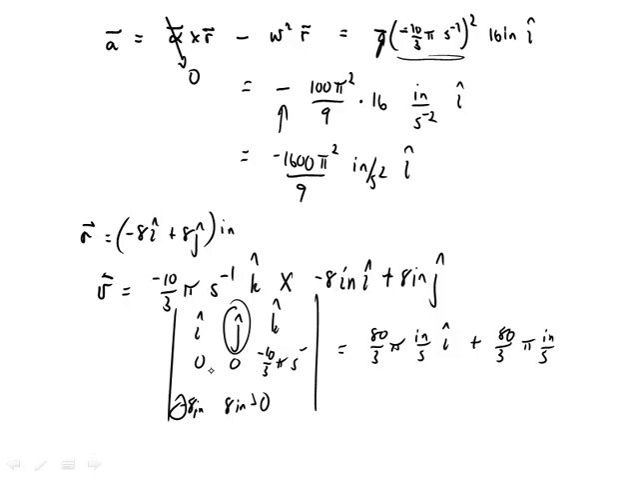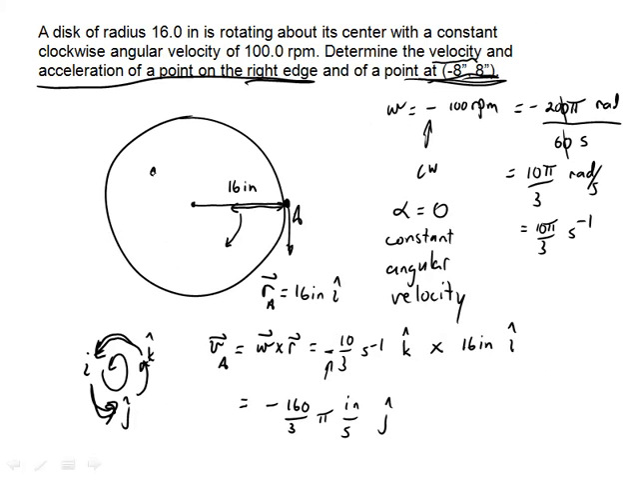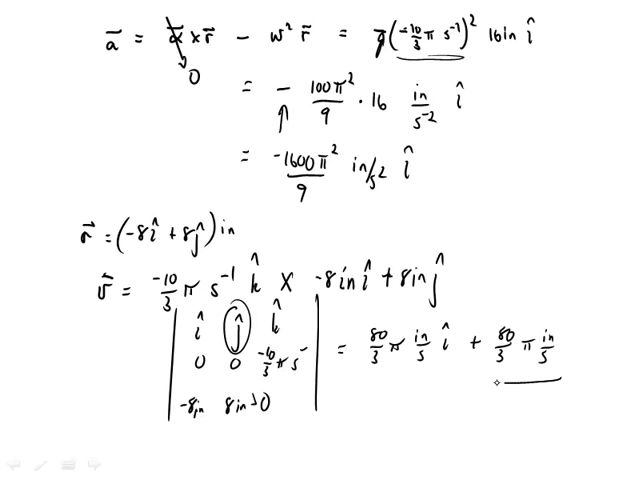And since they're both positive, that must be up and to the right. But if I look at a point that's at minus 8, positive 8, it's going to be in that direction. That's up and to the right. So that agrees with this answer, which is up and to the right as well.